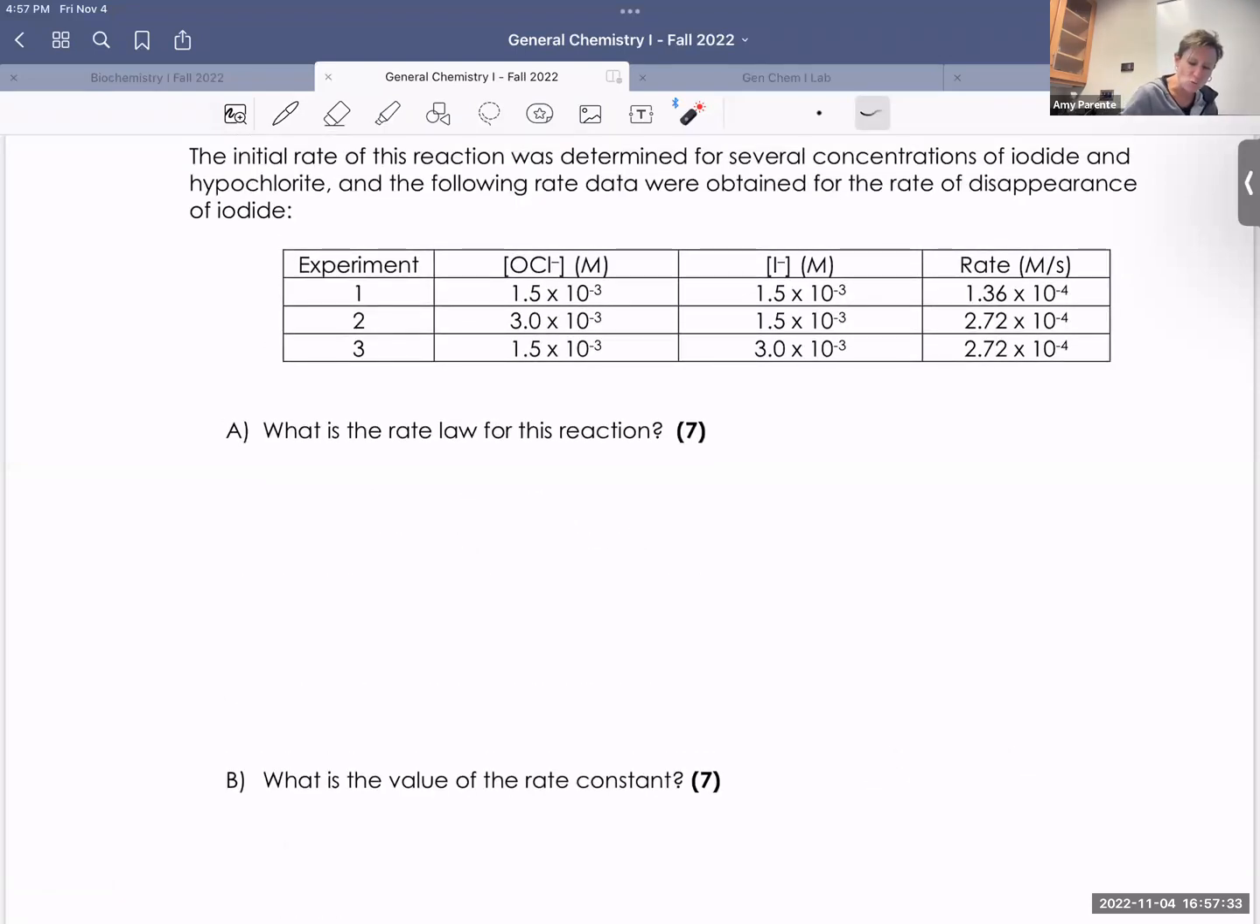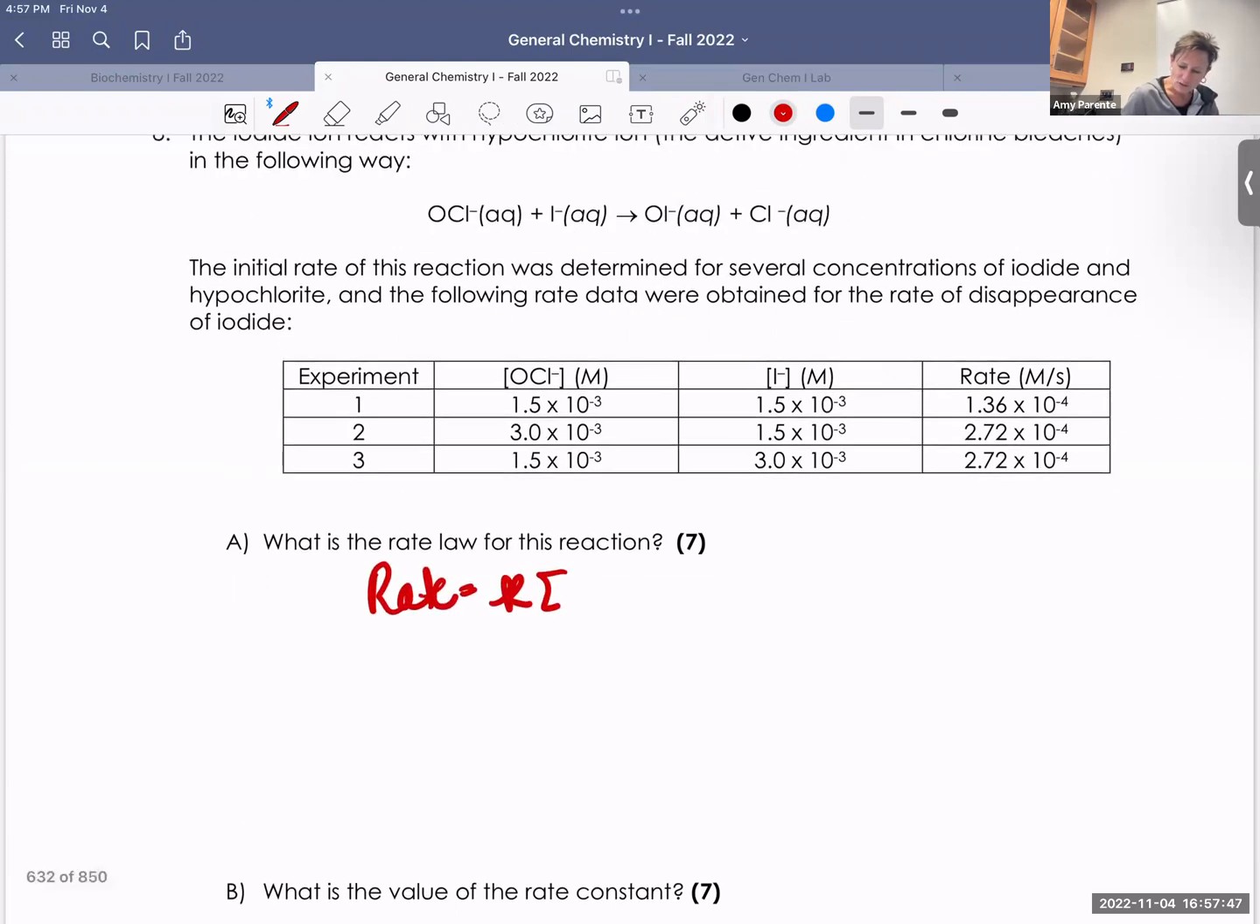You're going to see a flavor of this problem. You're going to have to figure out which equations you want to use to compare. When you're doing a method of initial rates problem, the first thing you want to do is write a generic rate law. So rate equals the rate constant times the concentration of each species raised to powers that are orders we have to figure out experimentally.